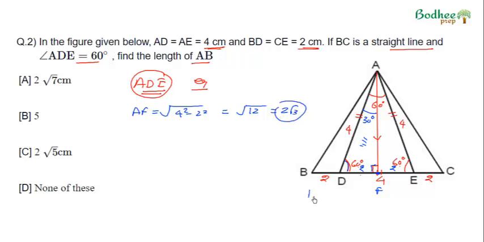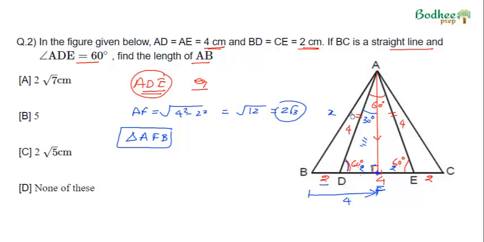Now this entire length, if you see, is 2 plus 2, which is equal to 4. Now we'll shift our focus to the triangle AFB. This is also a right angle triangle. This point is F. Let me remind you that this point is F. So we have to focus on AB.